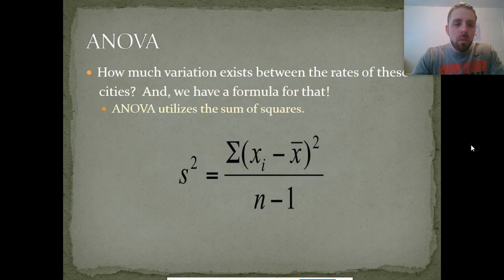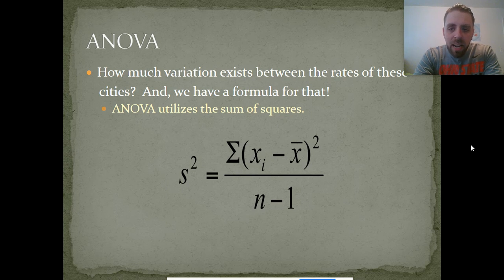Okay, so moving on then, ANOVA is all about variation from the mean. Therefore, it's going to bring back an alteration of a formula we're all pretty friendly with at this point. If we want to know how much variation exists between the rates of these cities and also within the rates of these cities, we have a formula for that. We are going to be making use of the sum of squares. You will remember what we did at the time that we were learning standard deviation.